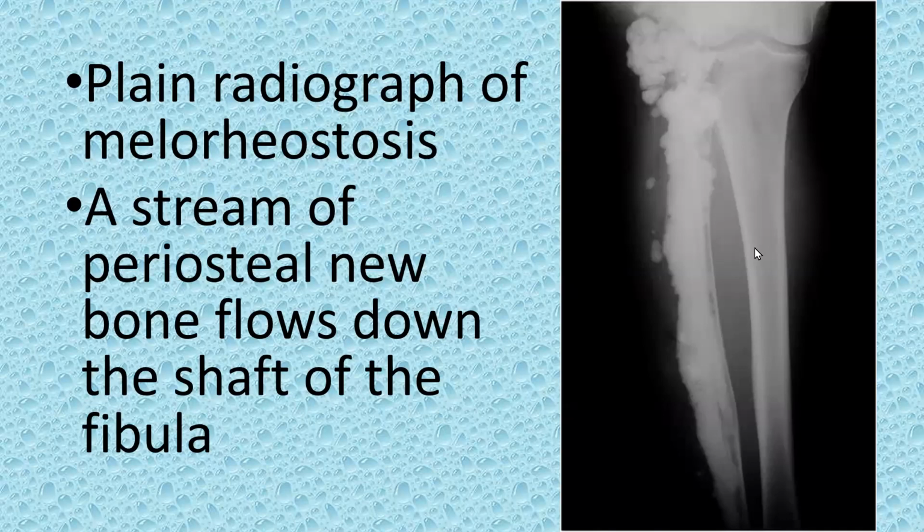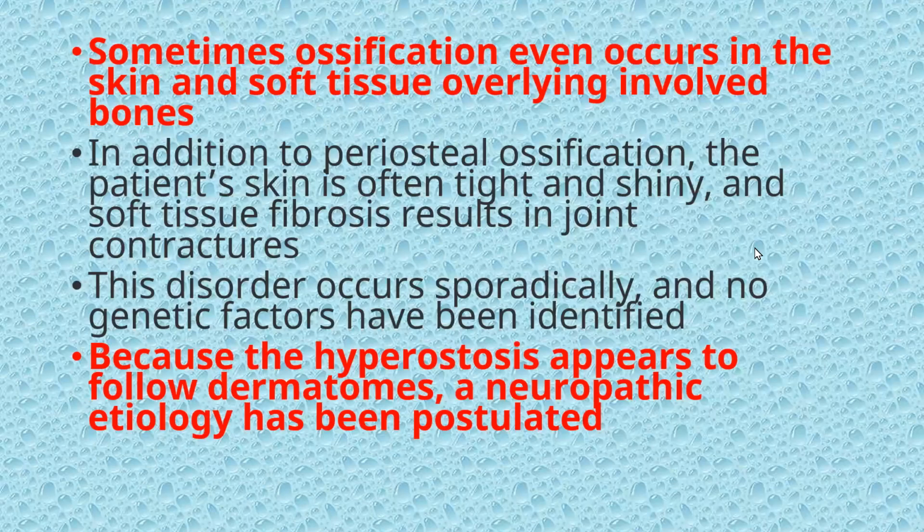Sometimes ossification even occurs in the skin and soft tissue overlying involved bones. In addition to periosteal ossification, the patient's skin is often tight and shiny, and soft tissue fibrosis results in joint contractures. This disorder occurs sporadically, and no genetic factors have been identified. Because the hyperostosis appears to follow dermatomes, a neuropathic etiology has been postulated.